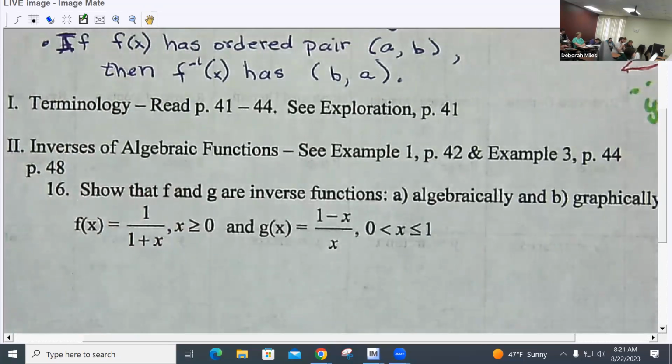It also explains the dot that I just put: the function put into the inverse function undo each other and just give you x. That really tells you how to do this problem. This says show that f and g are inverse functions algebraically. And then, of course, we can do it graphically just by graphing both of them and making sure that they look like reflections of each other along the line y equals x. But how do we show that algebraically?